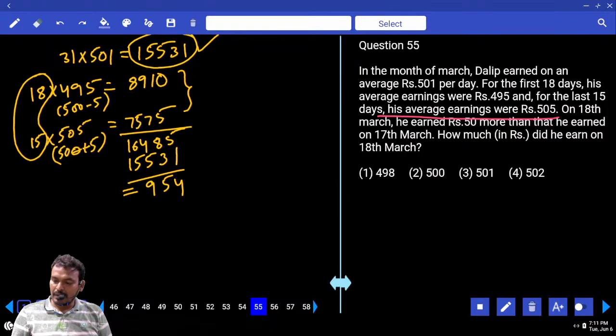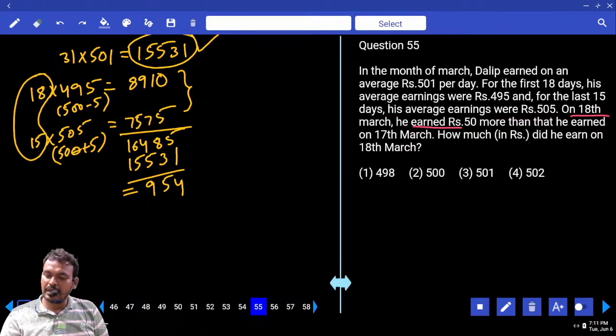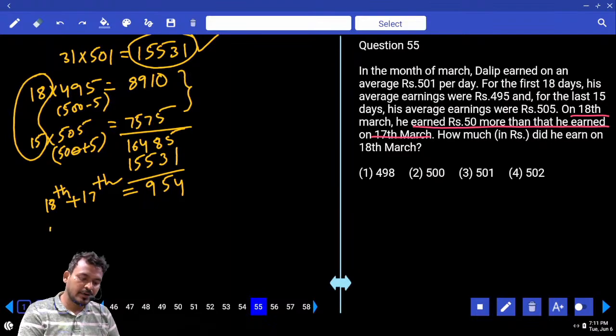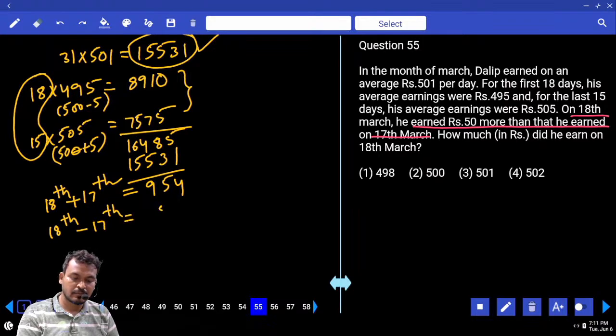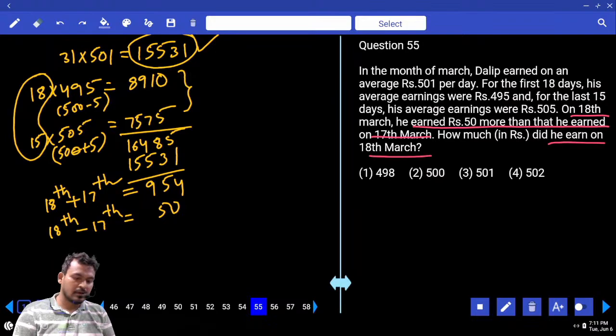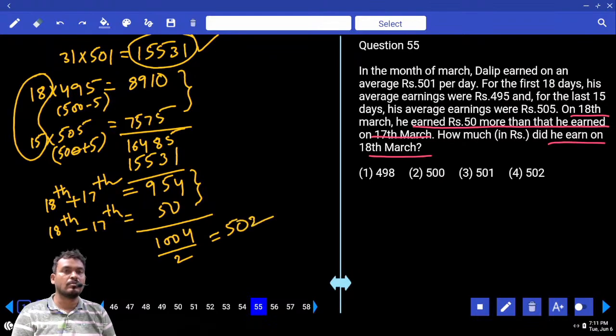Remaining 2 days. And on the 18th March, he earned 50 rupees more than he earned on 17th March. Means the sum of the 18th value and 17th value is equal to which one? 954. And the difference between 18th and 17th is how much? 50. What is the question here? He earned on 18th March. Means both are adding by 2 or subtracting by 2? Adding by 2. Both are added, means 1004 by 2. 502.